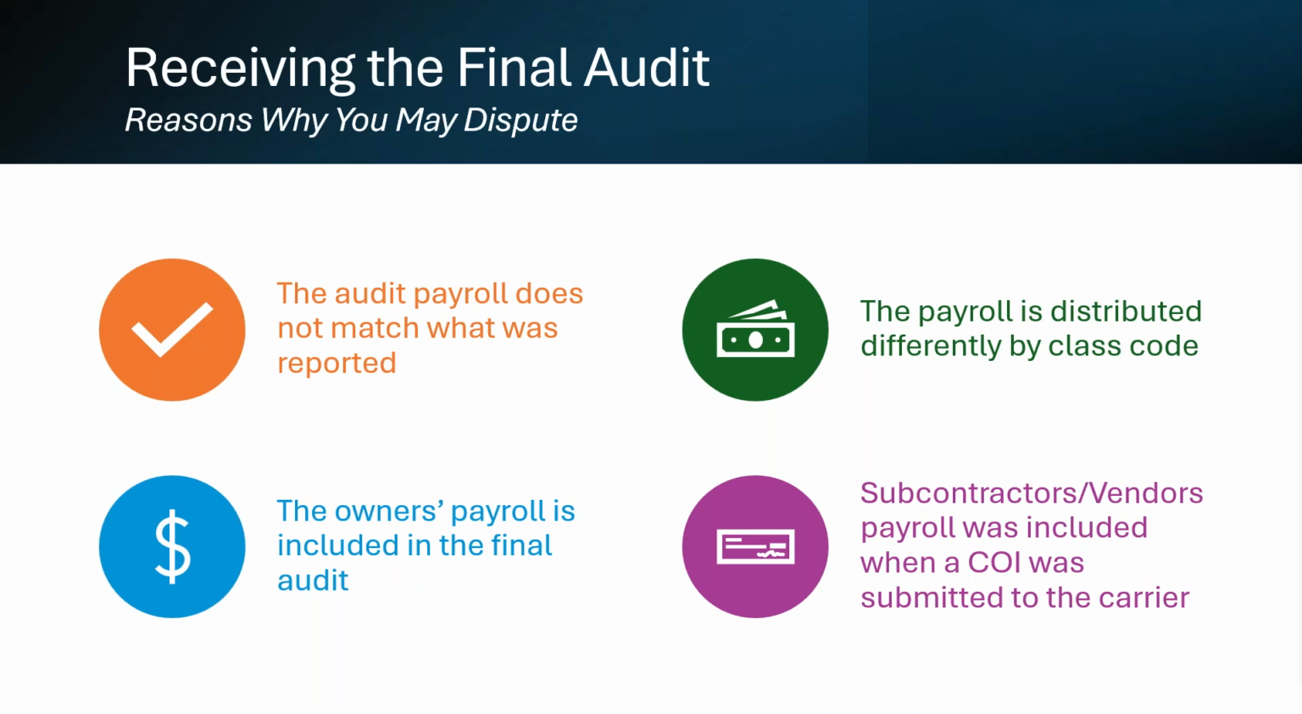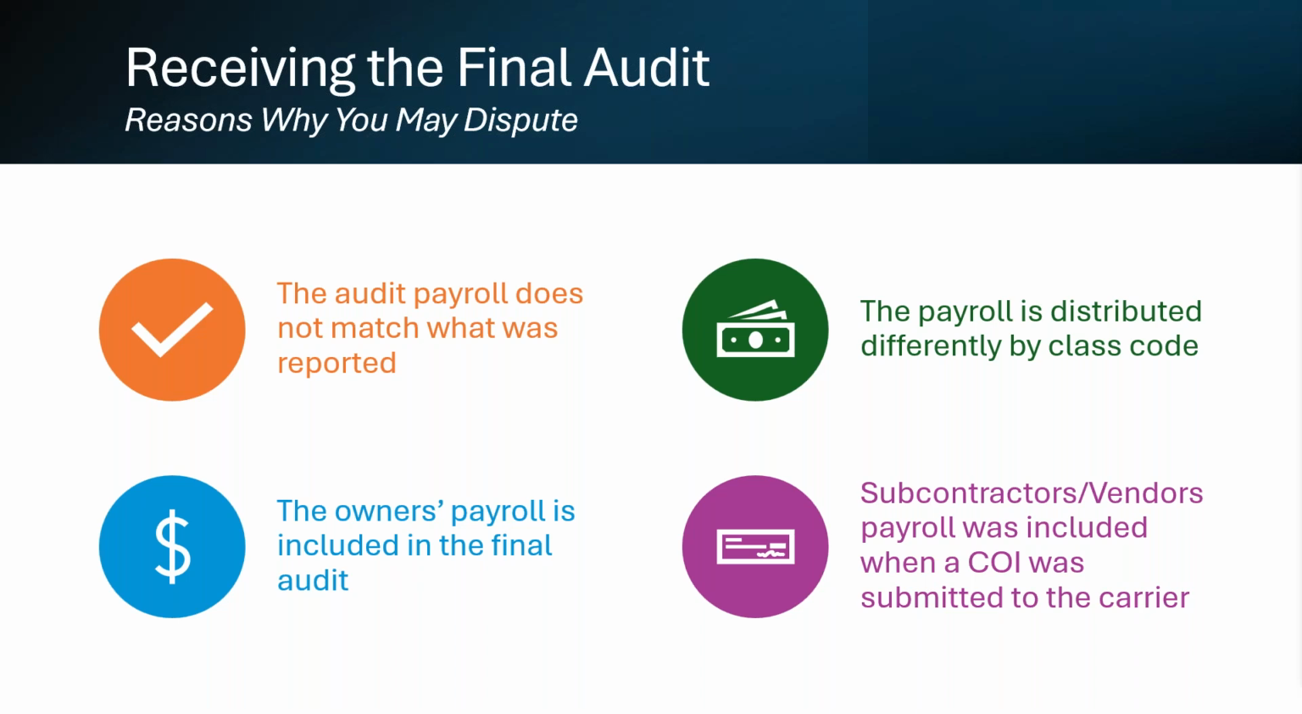And the last common mistake for a reason to dispute is subcontractors' and vendors' payroll was included when a certificate of insurance was submitted to the carrier. So let's say we have an insured that is a contractor that utilizes many subcontractors. When the insured receives their final audit, they notice the payroll is much higher than what they reported. The carrier may have included vendors that did have certificates of insurance provided.